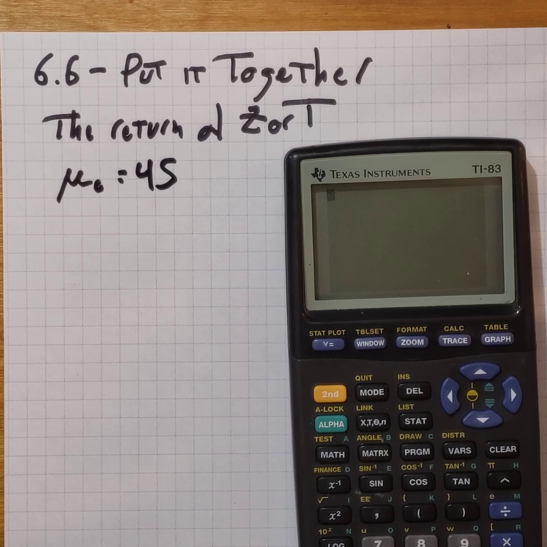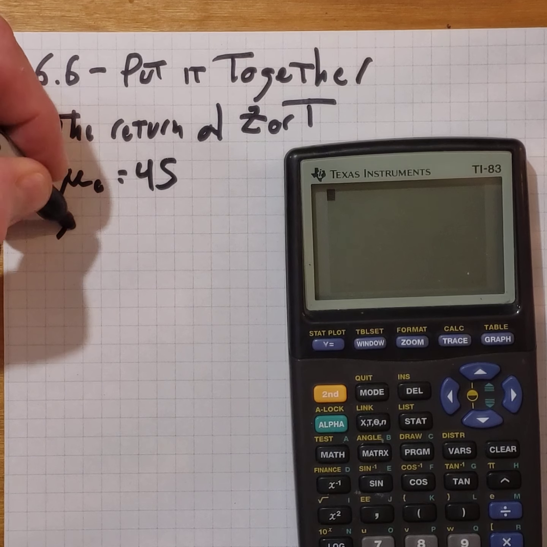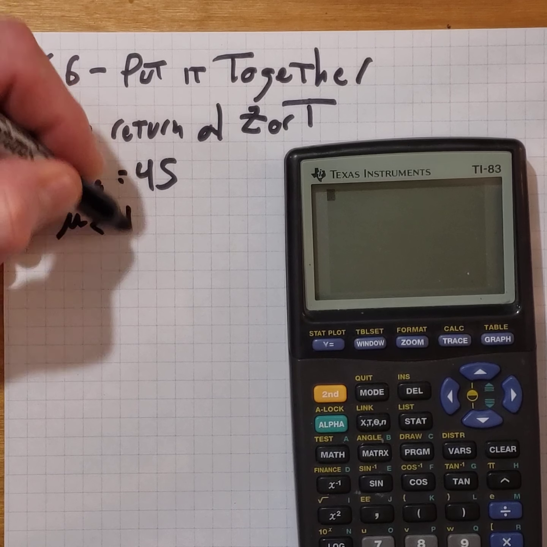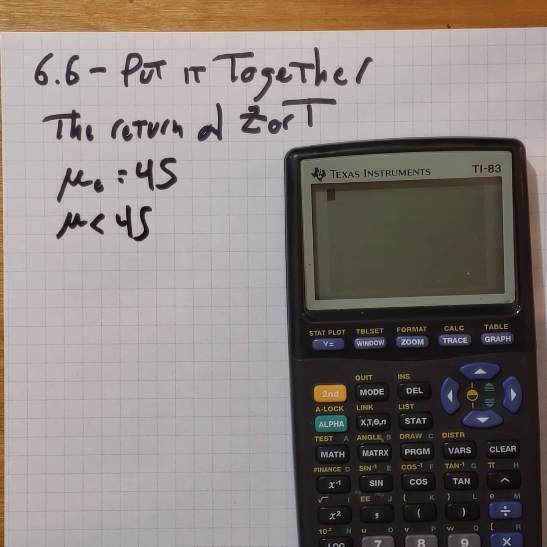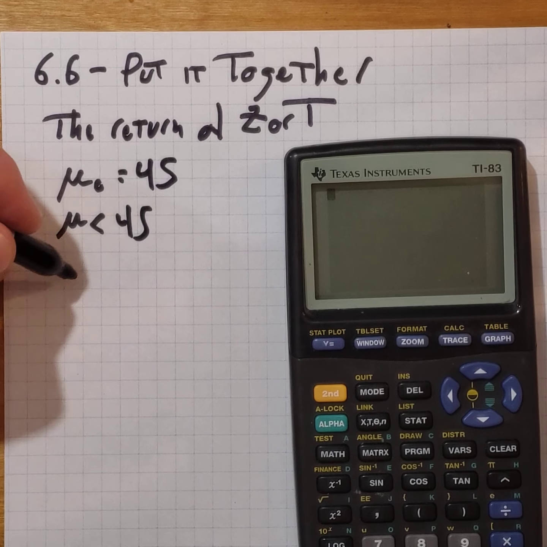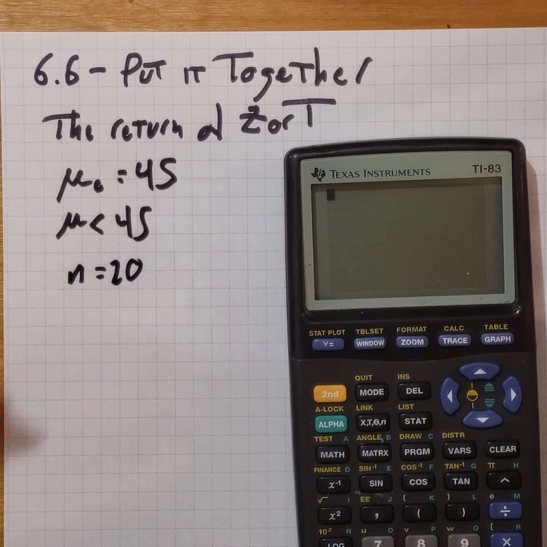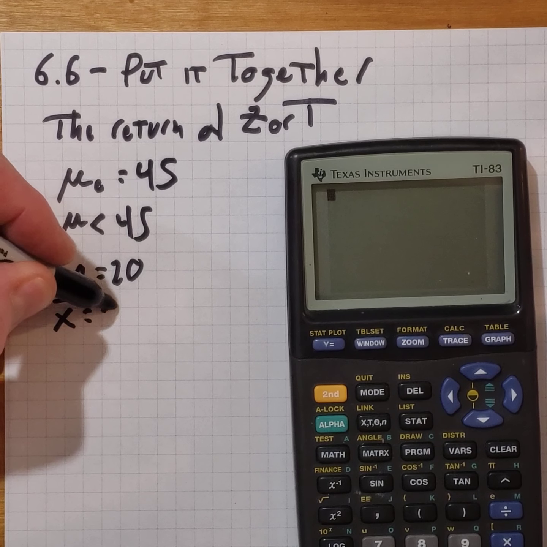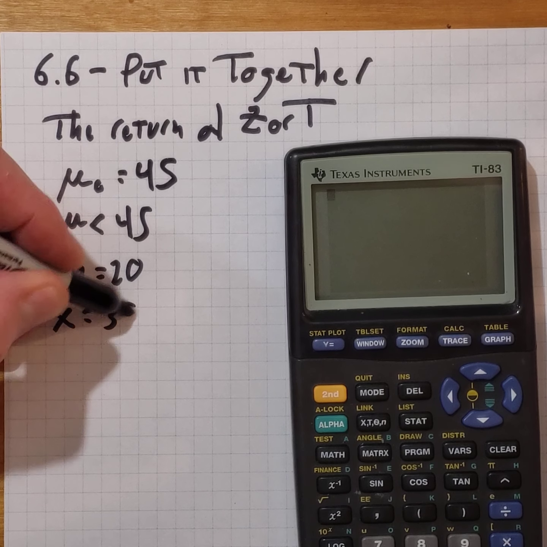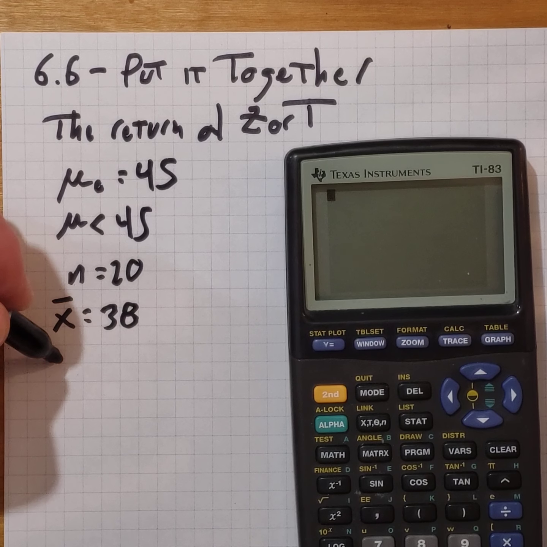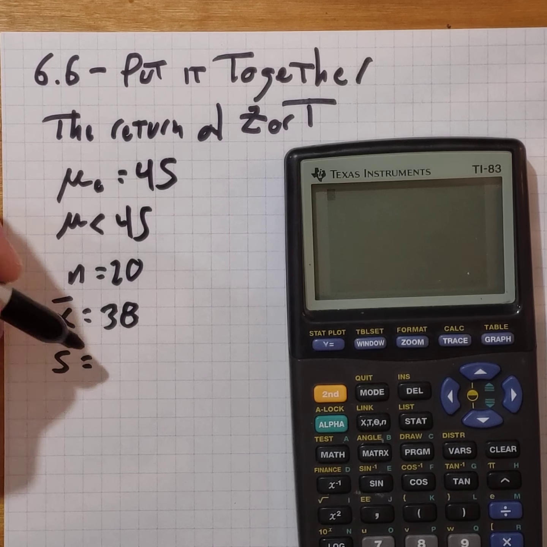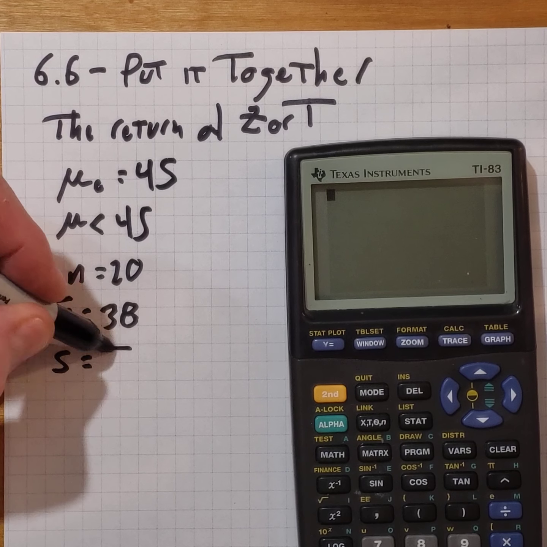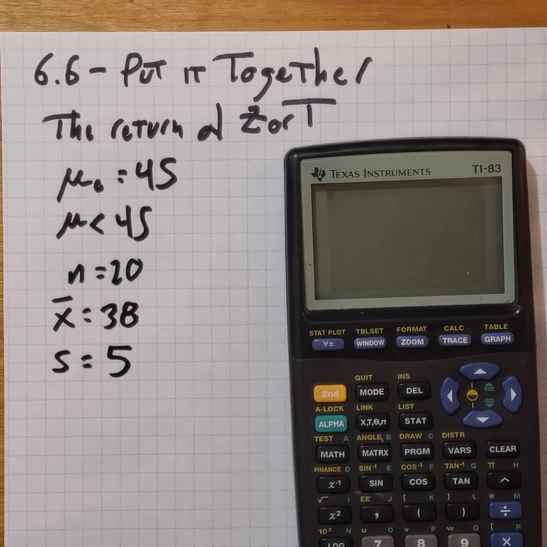I think that that's high. So I think that the actual average is lower than 45. Okay, that's my alternate hypothesis. So I surveyed 20 graduates, so N is 20, and I found that the actual average of that sample, X bar, was 35. Is that what I said? I said 38. So 38K. And the standard deviation, which is S, because it's the standard deviation for the sample, not for the population, was 5,000.